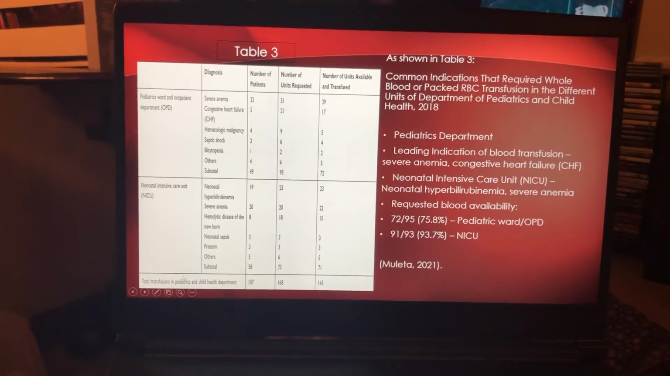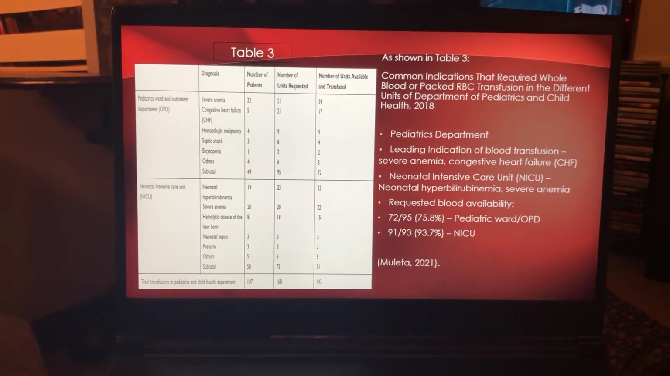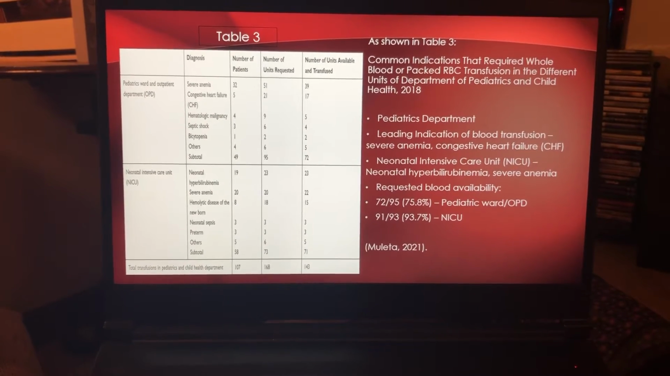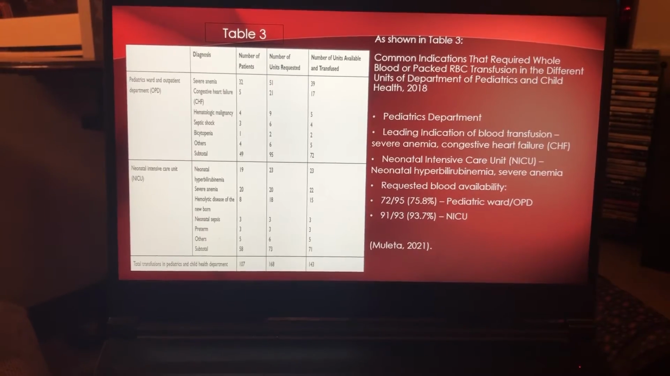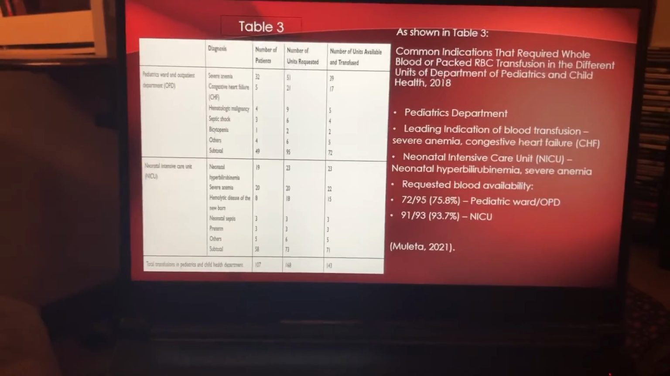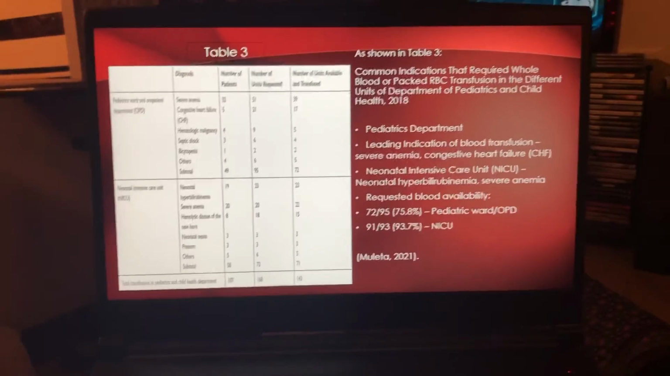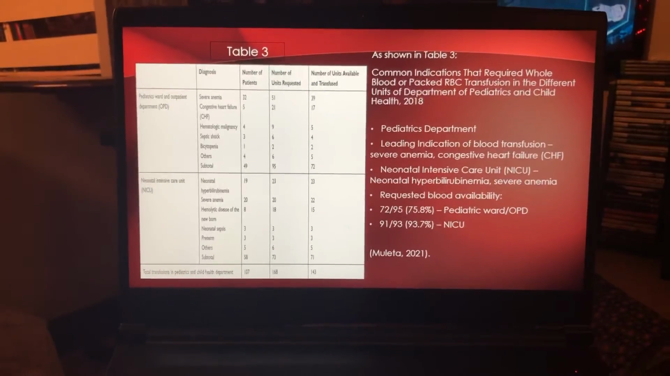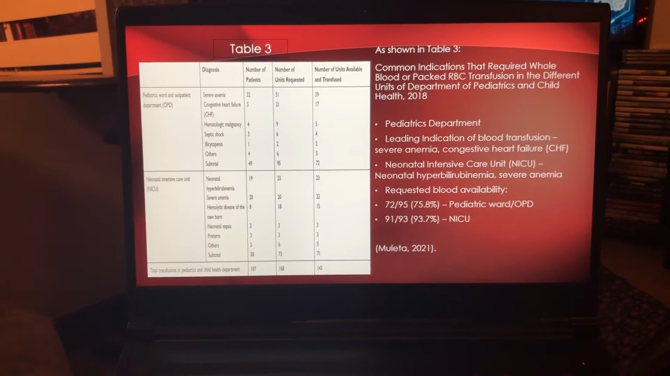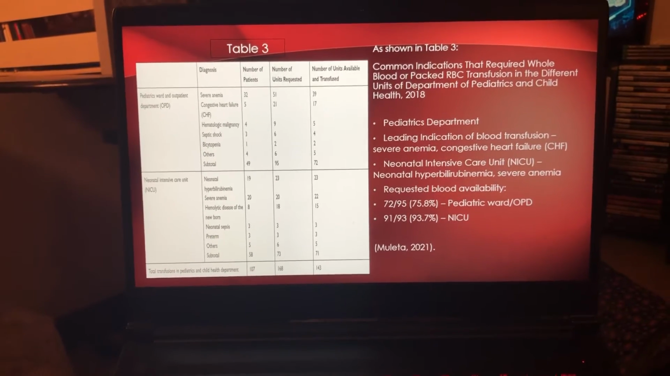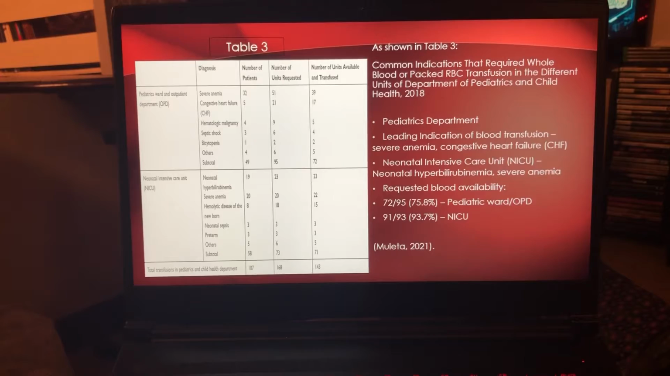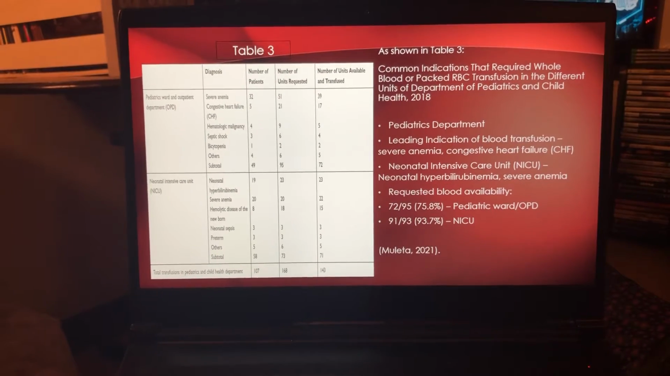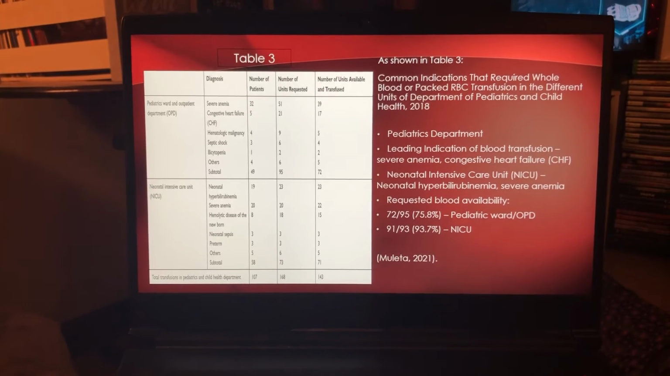Table 3 shows common indications that required whole blood or packed red blood cell transfusion in the different units of the Department of Pediatrics and Child Health. So this is with children, probably up until the age of 18 or 21, that needed blood transfusions. This is the pediatrics department, which had the leading indications of blood transfusion being severe anemia or congestive heart failure, or CHF. Then they looked at the neonatal intensive care unit, or NICU, which had the indications of neonatal hyperbilirubinemia and severe anemia.